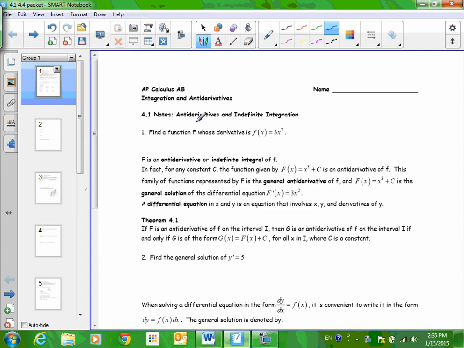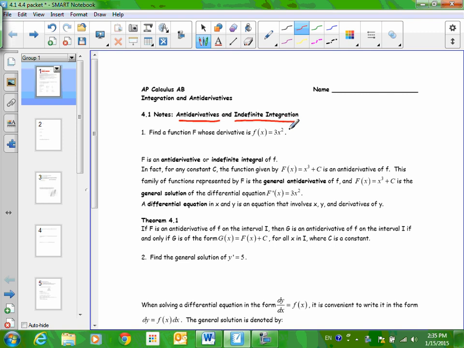So in chapter 4, it's all going to be about integration. When you hear this word integrate, it just means backwards derivatives. Antiderivatives, and today we're going to talk about something called indefinite integration.